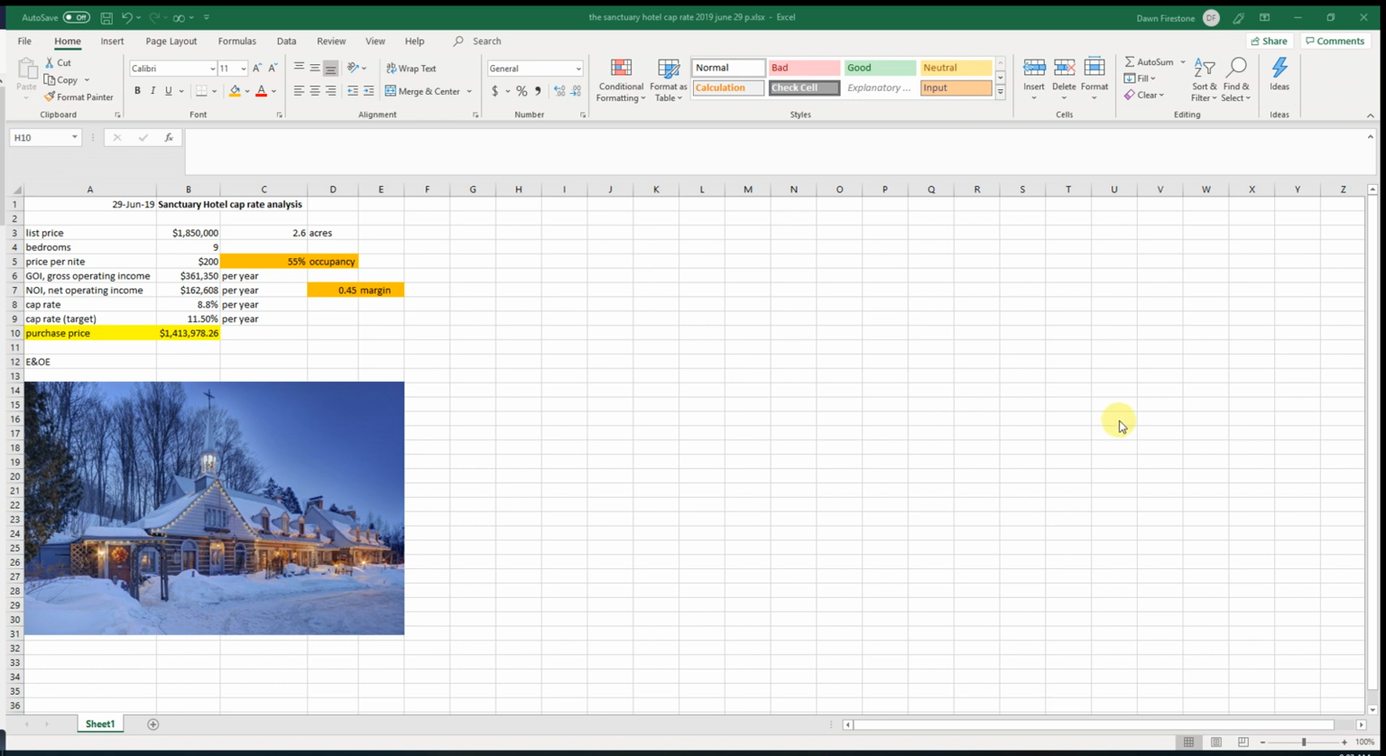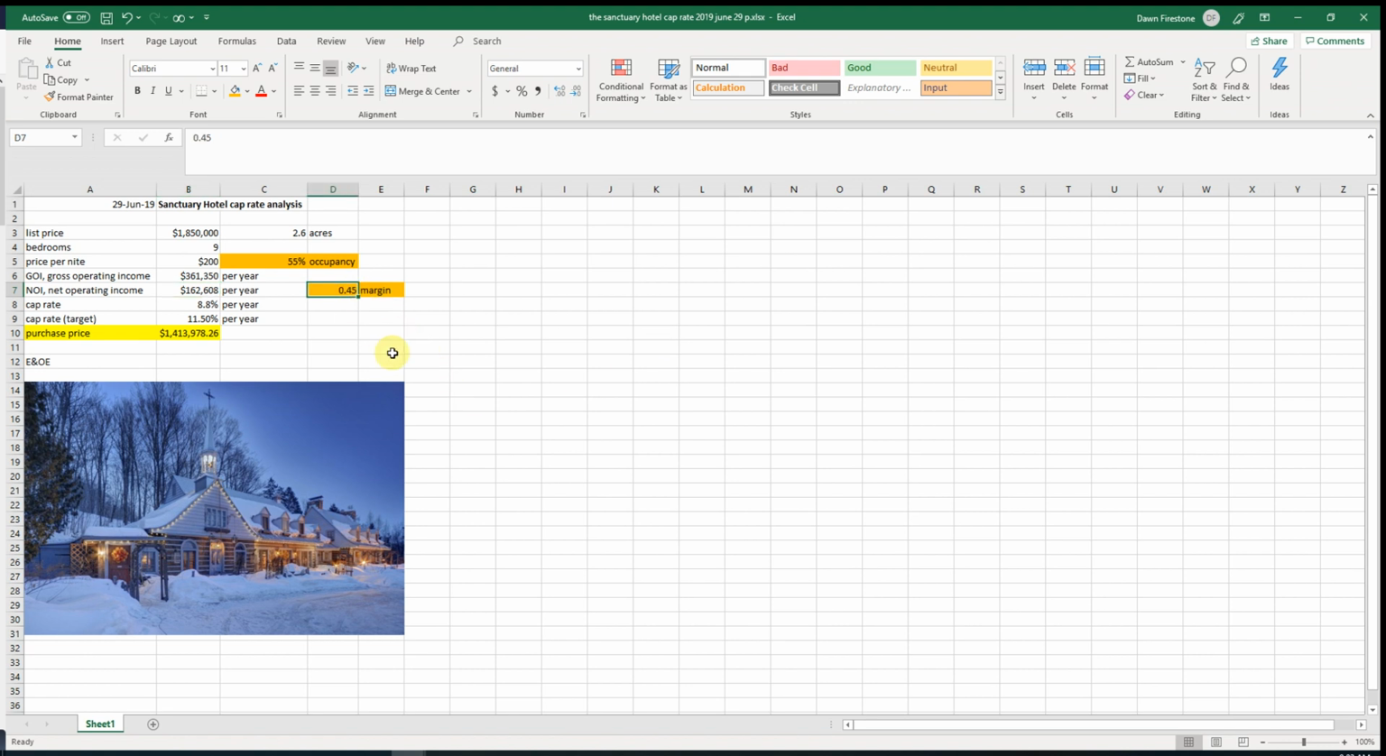If you want to find your gross operating income, your GOI, you simply take the bedrooms, multiply by the occupancy rate, times the rate per night, times 365 days per year. You hit enter and you get gross operating income from this particular listing of $361,000 a year.